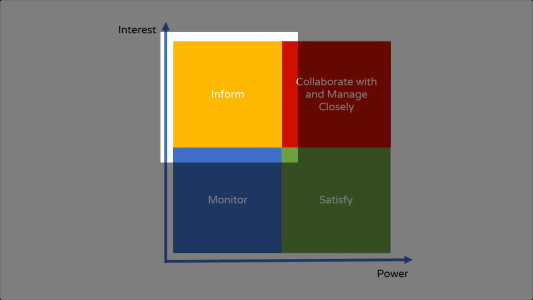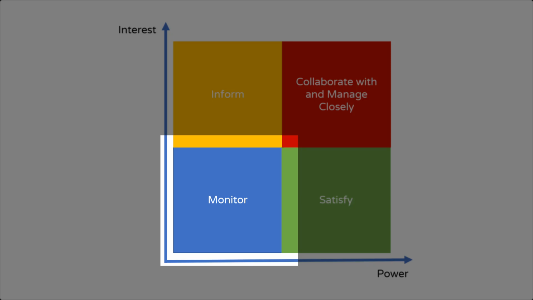Number three, low power, high interest. Keep these stakeholders informed as they can be vocal advocates for your project. And last but not least, low power and low interest. Monitor these stakeholders, but they won't require much time or effort.